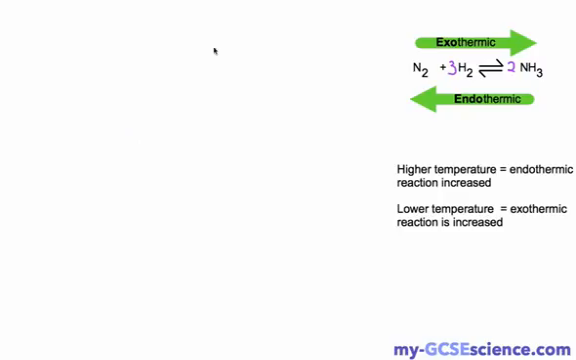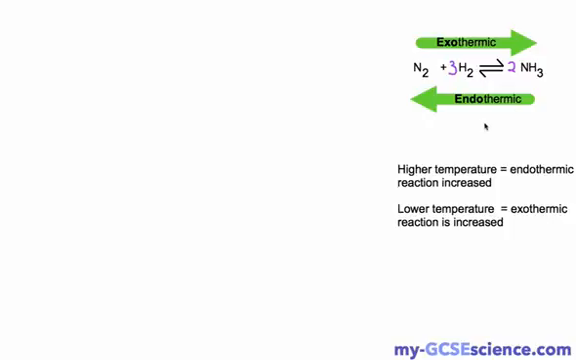The next condition that we looked at was this idea of temperature, and this has an effect on the reaction, but what we do have to remember is the following. For our forward reaction going from nitrogen and hydrogen to ammonia, the forward reaction is what we call exothermic. That means it gives out heat energy to the environment. The reverse reaction is endothermic.